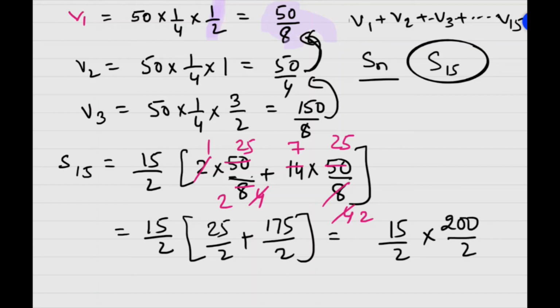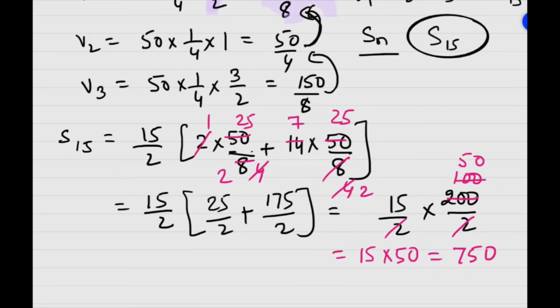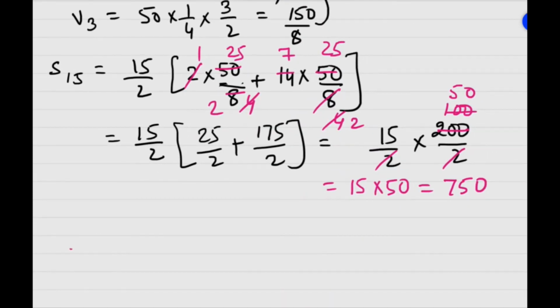If you just cancel it, you will be getting 2 into 100 as 200. Now 2 into 50. So you are left with 15 into 50, which will be equal to 750. So volume of the concrete required to build the terrace will be 750 meter cube. Children, don't forget it is volume. So total volume will be equal to 750 meter cube.